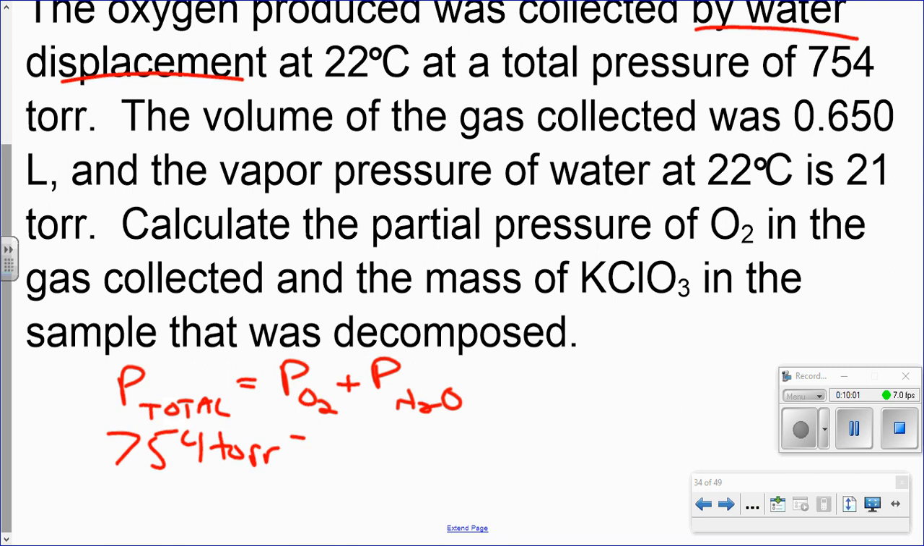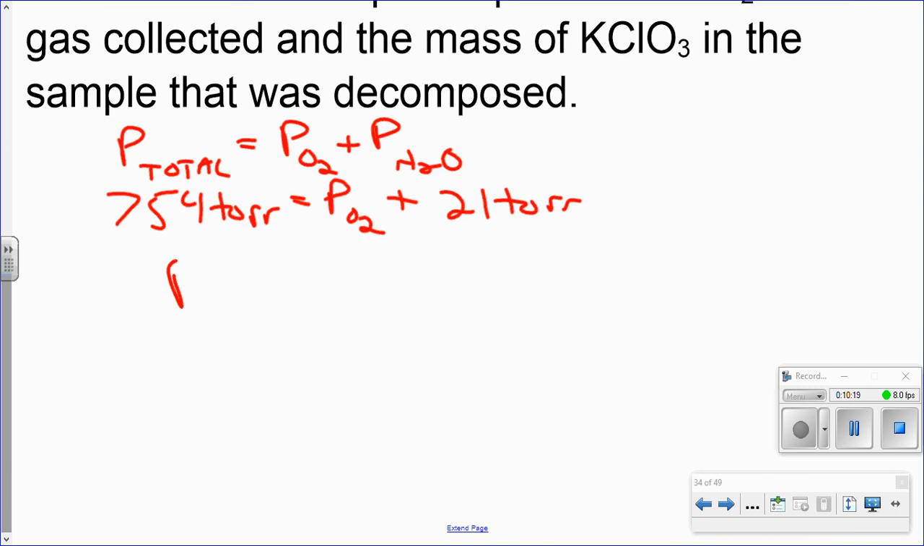They're asking us to find the pressure of the oxygen, so that's my X, plus the pressure of the water. It says at 22 degrees Celsius, the pressure is 21 torr. So all I got to do is subtract out 21. So 754 minus 21 is 733. So that means that the pressure of the O2 is just 733 torr.